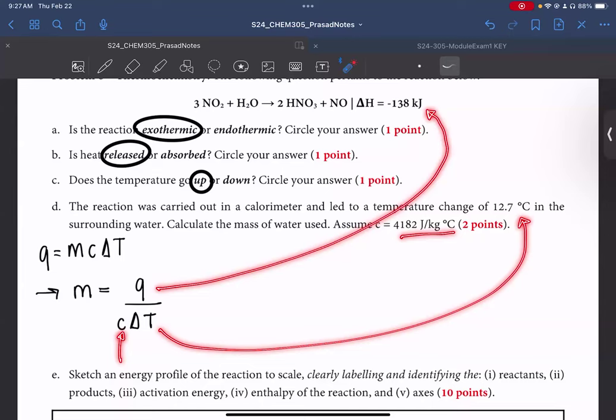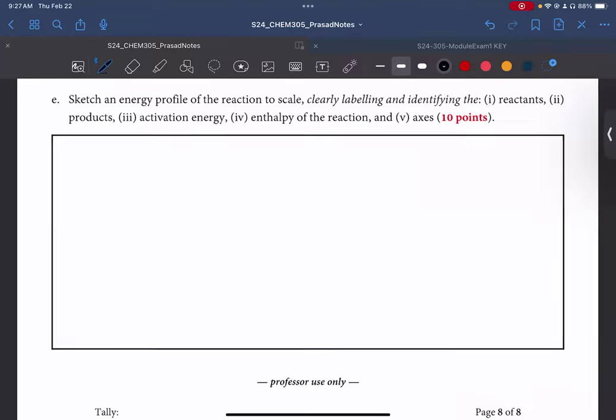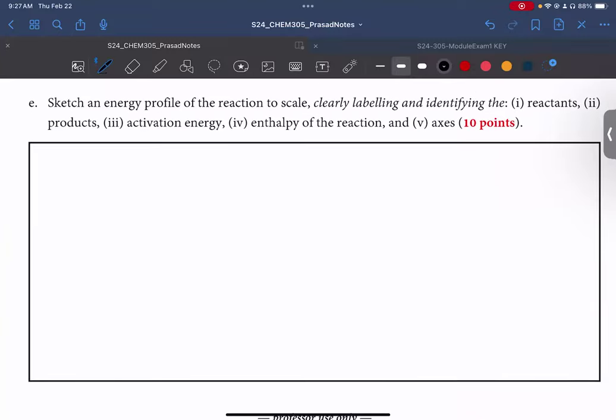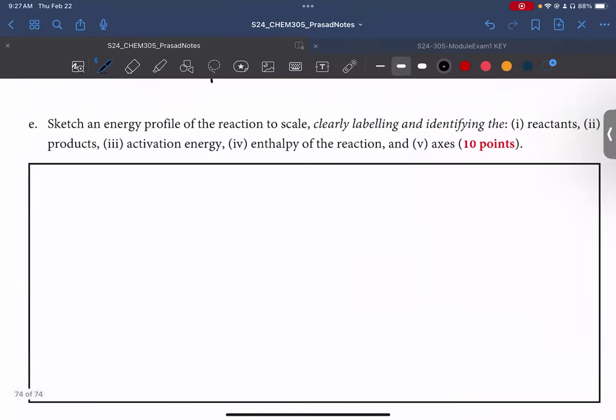The Q I've given you is already written up here. That is the energy. So putting this all together, negative 138 kilojoules all over the C, which is 4,182 times a delta T of 12.7, leads you to the final answer. That's just doing the math from right there. I think it's around 3 kilograms. All right, and then in the final question, you were asked to sketch an energy profile for the reaction above, clearly labeling and identifying the following.